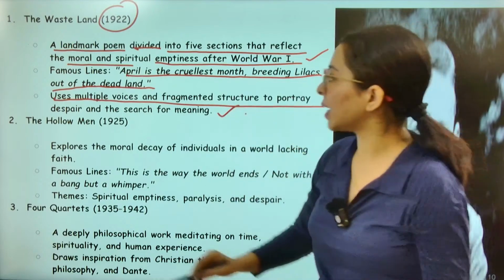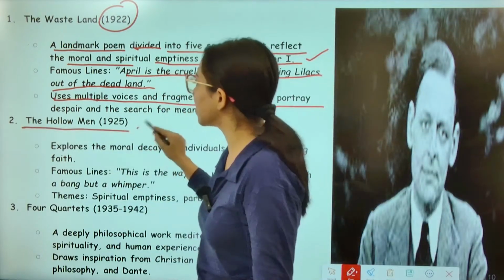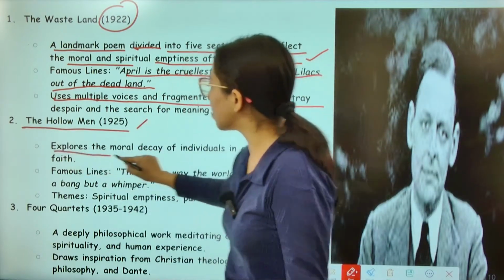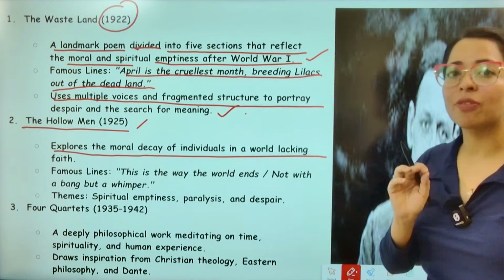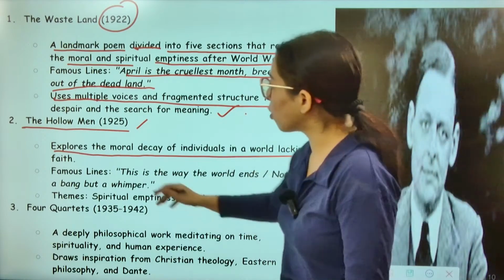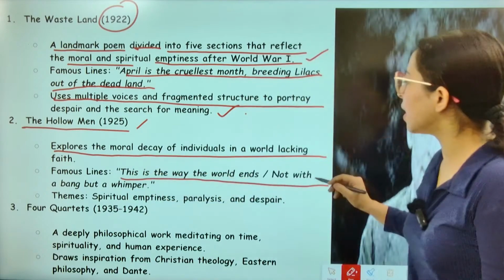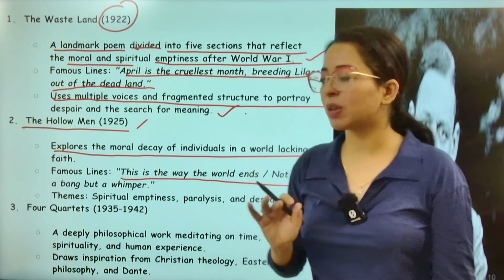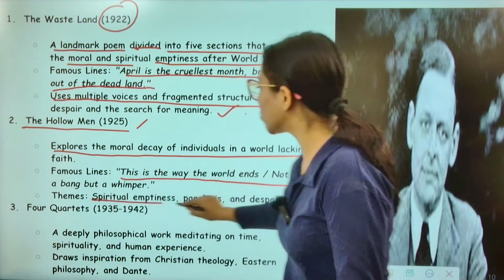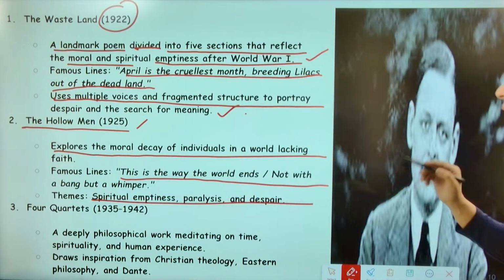The Hollow Men, इनकी The Hollow Men एक और work है 1925 का. This explores the moral decay of individuals in a world that lacks faith. Okay, famous line Hollow Men की, this is the way the world ends, not with a bang but a whimper. It's a very very famous line. Themes, spiritual emptiness, paralysis and despair.